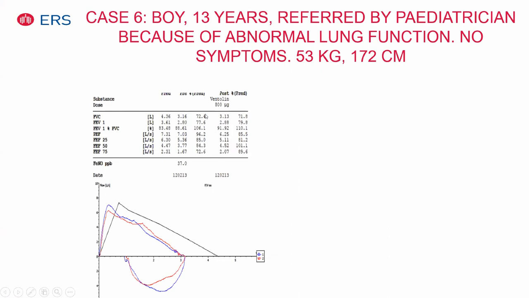The vital capacity, so I apologize, we have been talking about Z-score so much, and here is the percent predicted. It's an old example.